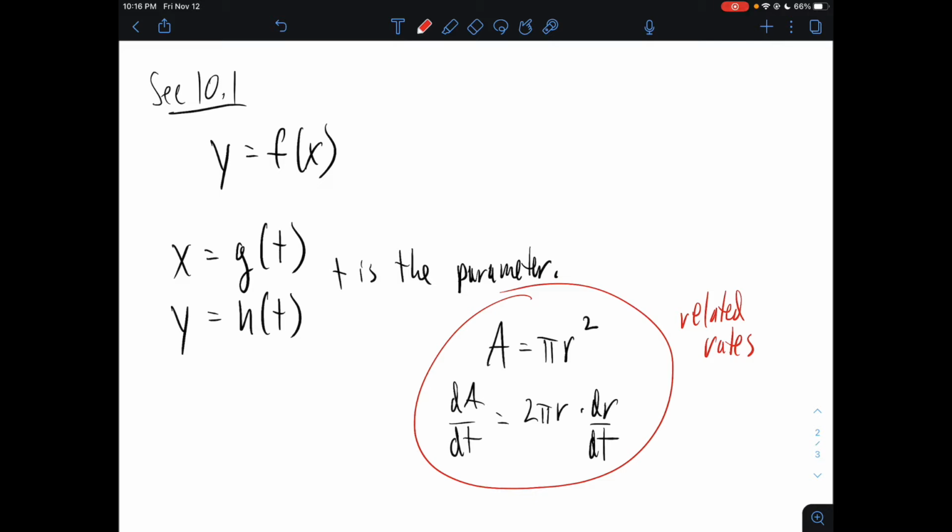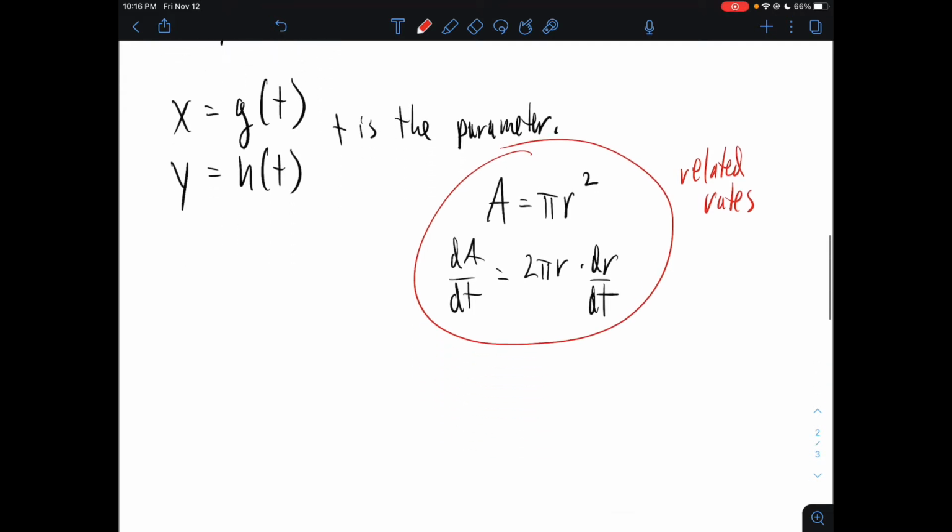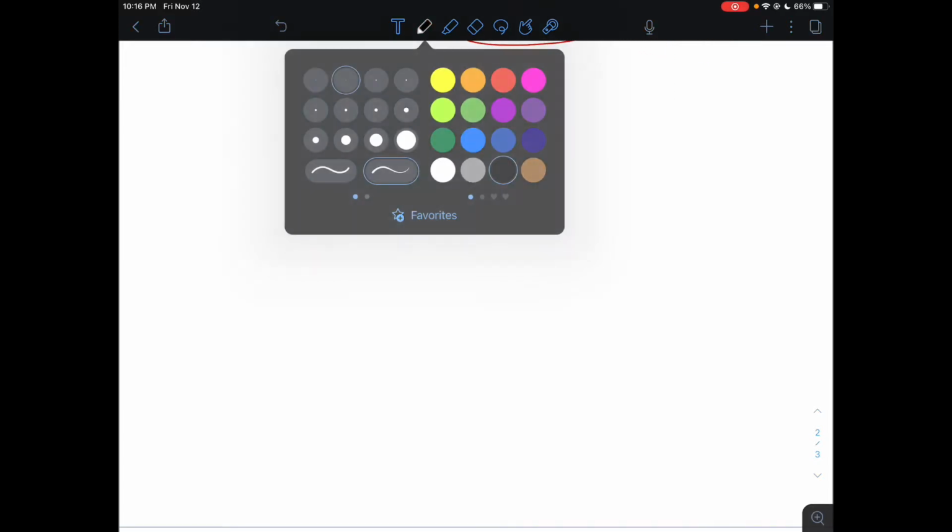So we're doing a similar thing here. Back in Math 60, you would have thought of the area changing with respect to time and the radius changing with respect to time. Now we are thinking of, just in general, x as a function of t. T doesn't have to stand for time, but it's a parameter. So in section 10.1, we learn just how to work with such things.